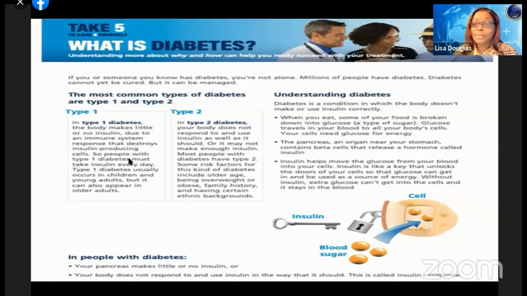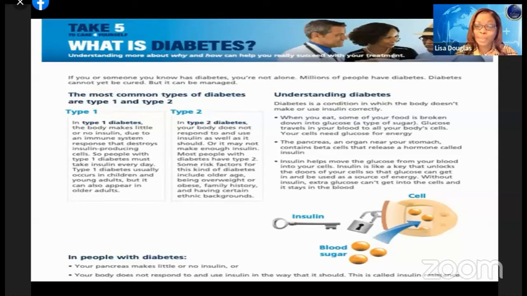The most common types of diabetes are type 1 and type 2. Type 1 and type 2 do not only occur in adults, they also occur in children. In type 1 diabetes, the body makes little or no insulin due to an immune system response that destroys insulin-producing cells. So people with type 1 diabetes must take insulin every day. Type 1 diabetes usually occurs in children and young adults, but it can also appear in older adults.